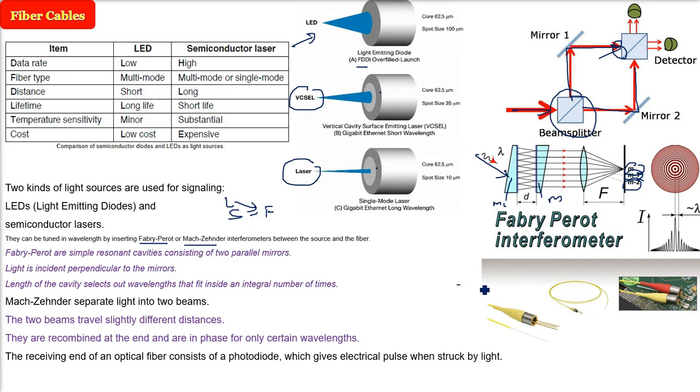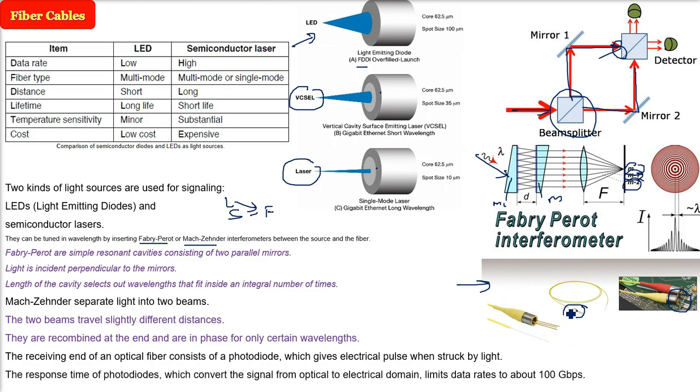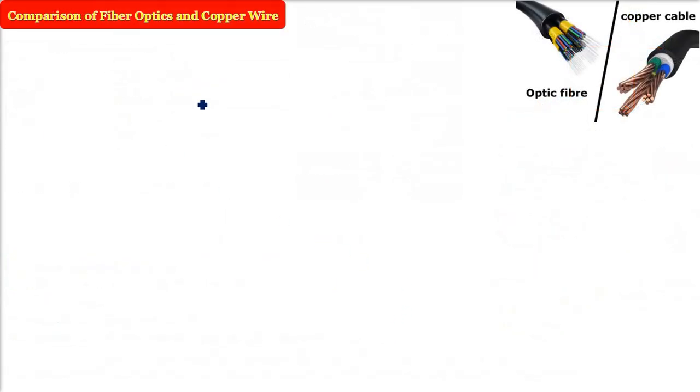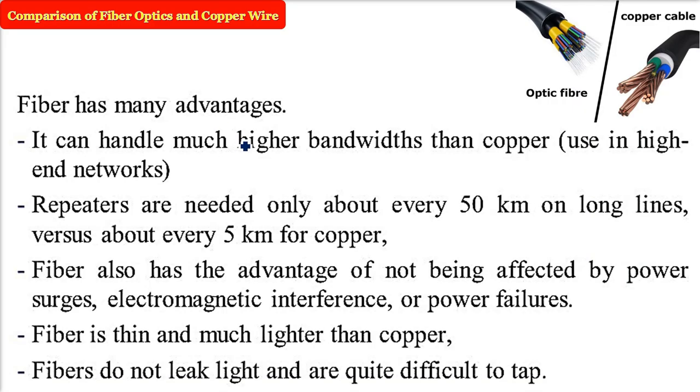Now the receiving end, what will be there? There has to be a photodiode. So the receiving end of an optical fiber consists of a photodiode, which gives an electric pulse whenever light strikes it. The response time of the photodiode, which converts the signal from the optical to the electrical domain, limits data rates to about 100 Gbps. Now you know the first discussion we had, why we are limited to 100 Gbps? Because of this.